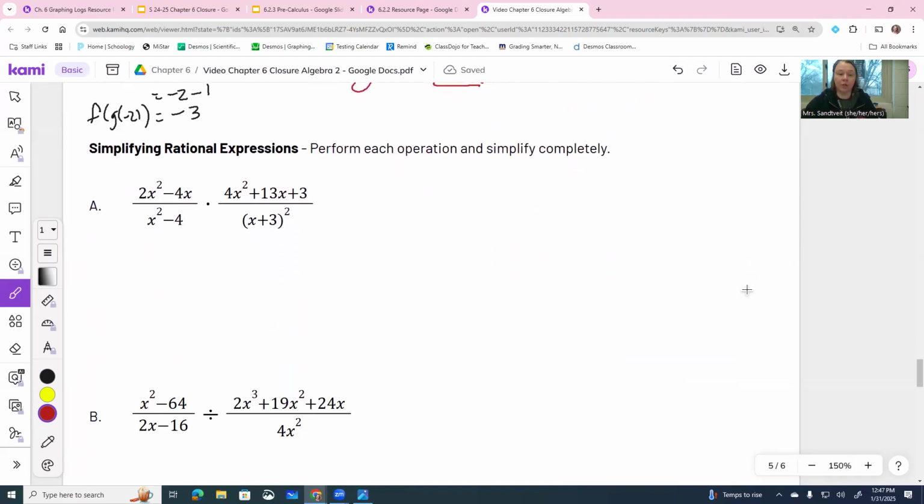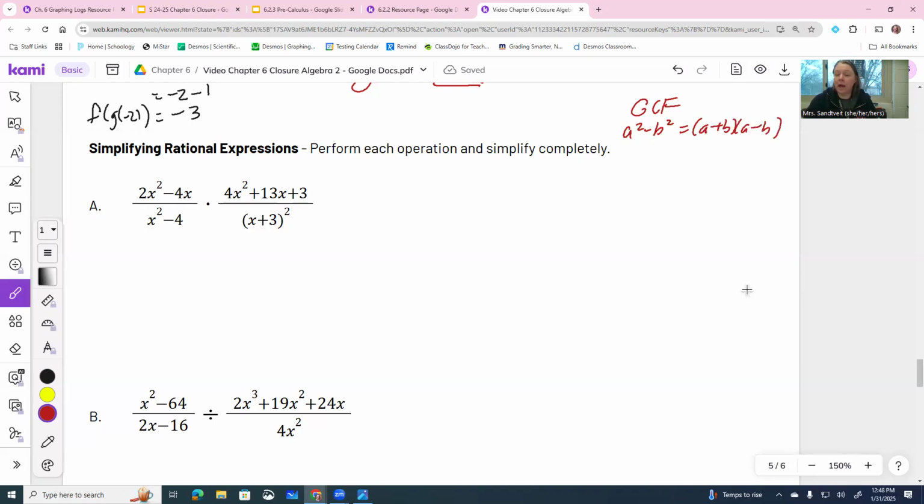All right, simplifying rational expressions. So we're going to factor, and then once we have everything factored, we can cancel out those giant ones from the top and the bottom. Remember, I can't cancel these x squareds right now because of the adding and the subtracting. And when we factor, we always are looking for, is there a greatest common factor? Do I have difference of squares?